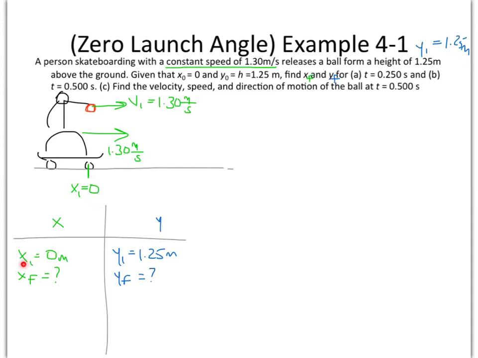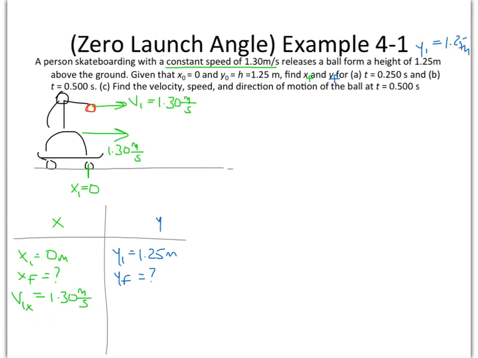The initial velocity in the x direction, v_initial x, equals 1.30 meters per second, right? Because the skateboarder is rolling at 1.30 meters per second, and he's holding the ball. We know that the acceleration in the x direction is 0, right? So if you really want to write that, acceleration x direction equals 0, which means that the final velocity in the x direction is going to be the same thing as the initial velocity, which is going to be 1.30.